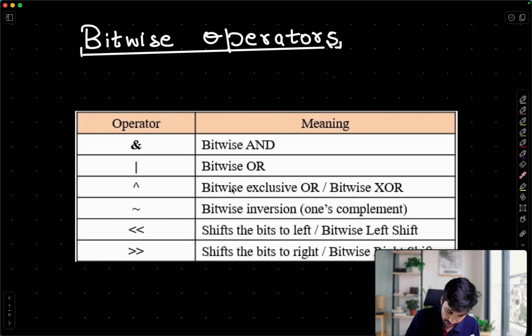So there are 6 major operators. Okay, ampersand, bitwise AND, OR. This is XOR, right? Bitwise XOR, and I'm going to cover them properly in the next slide. So basically this is your overall complement, then right shift and left shift. Okay, and you have an assignment as well.